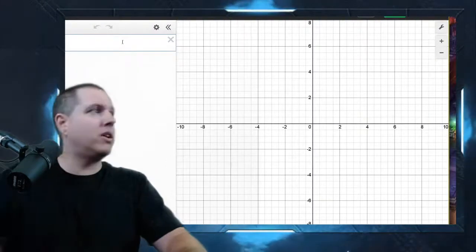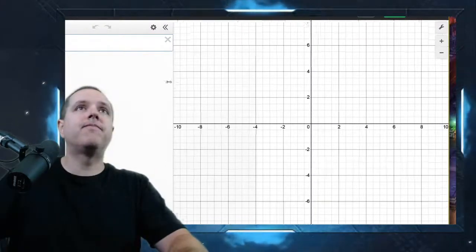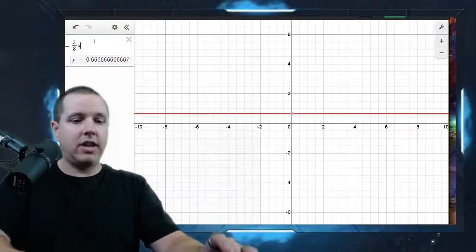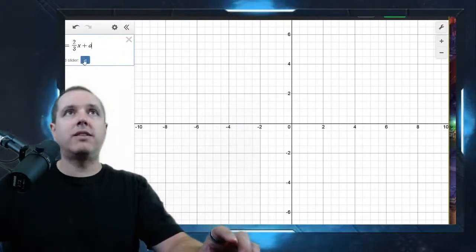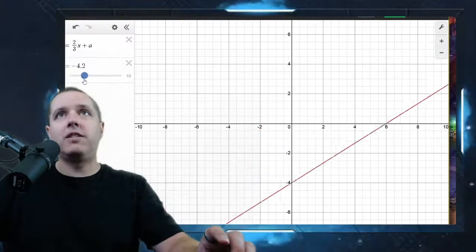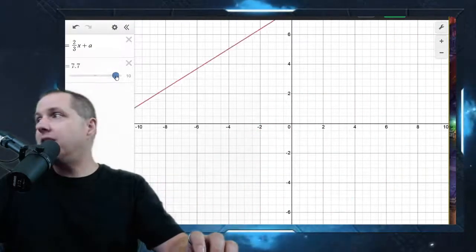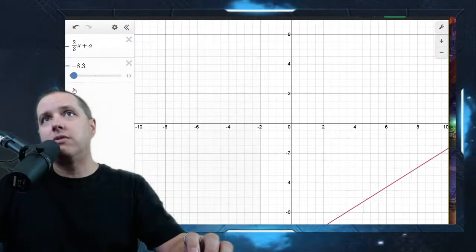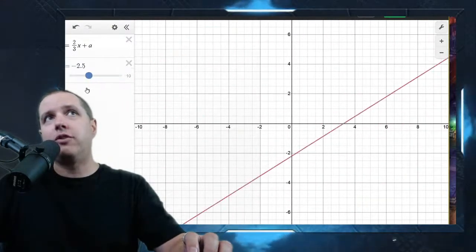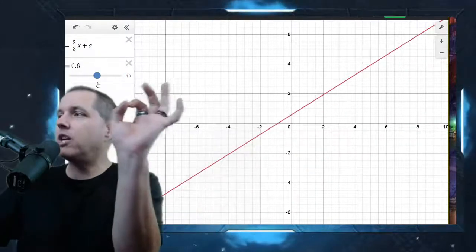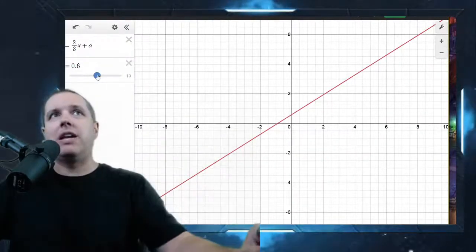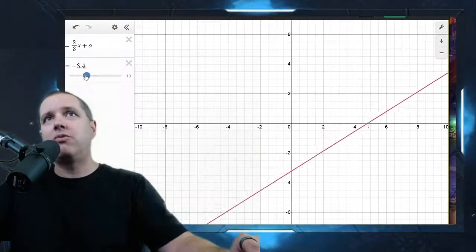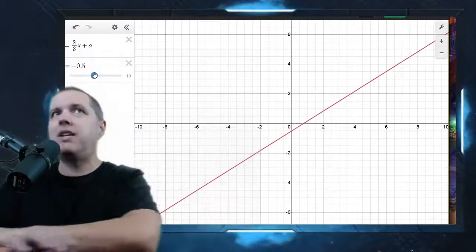Look at these. In fact, let's move this over. y equals 2/3 x plus a, and we'll use a as a slider. All of these lines that I'm showing you right now, as I slide this line around, all of those have a slope of 2/3. So what we need is to know a point on the graph so we can pin it down. Is it this line? Is it this one? This one? Which one is it? So we need a point to pin it in place.